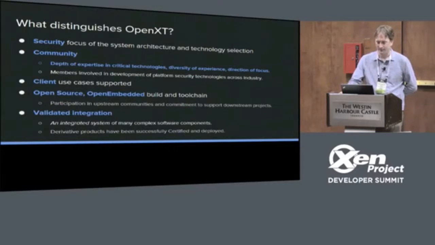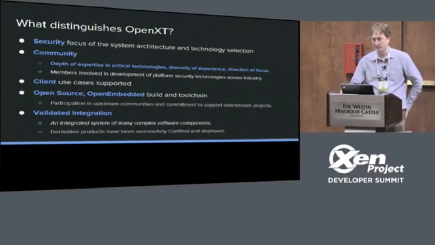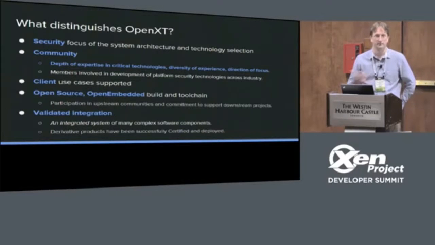Again, another distinguishing aspect of OpenXT is support for client use cases. We are open source. We use OpenEmbedded. We participate in the OpenEmbedded community. That's what we use to build our Linux distro in DOM 0 and our service VMs. We inherit open source components from that project, and so we're motivated to participate in that community as an upstream to make sure the components are the versions that we want them to be.